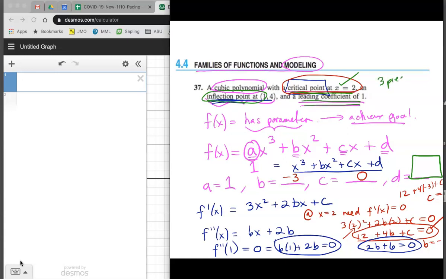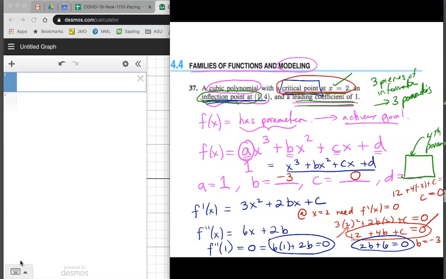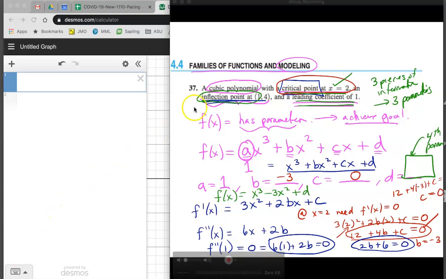So that was 3 pieces of information, and that helped us to identify 3 of the parameters. What we're missing is that there is a 4th parameter, and so we need a 4th piece of information. All we know at the moment is that this function needs to be x cubed minus 3x squared plus d, since c was equal to 0. Do you see a 4th piece of information in this problem?